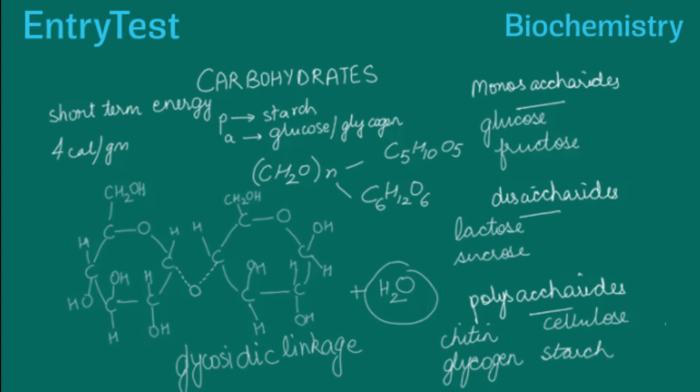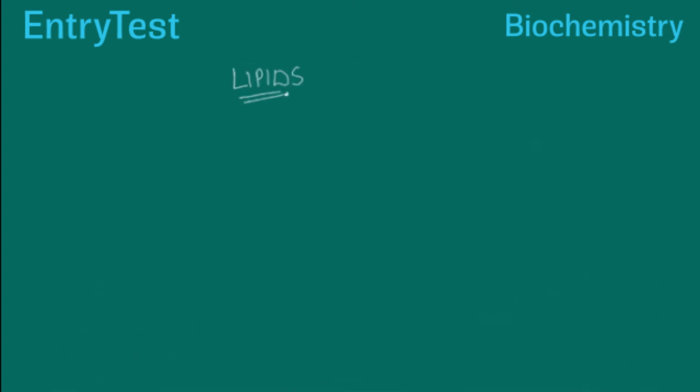The next important compound is lipids. Now lipids include the compounds known as fats, oils, and waxes. Now there are two kinds of lipids, saturated and unsaturated. Let's study what is the difference between saturated and unsaturated lipids. The saturated ones are derived from animals. So animal fat is saturated and it is solid at room temperature.